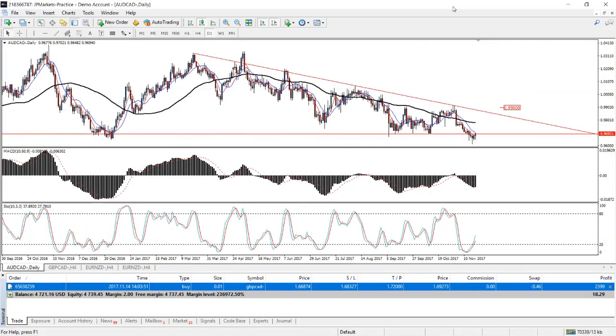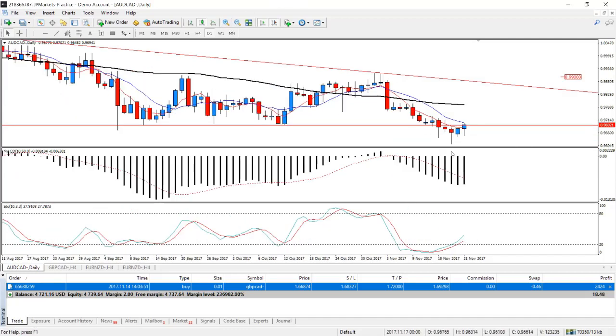Then if we have a quick look at what's happening in Australia versus the Canadian dollar, we can see that this triangle that has been squeezing the market, it looks like it is breaking out at this point, but we haven't seen a significant breakout. In fact, we've got a long pin bar which seems to be pushing it back inside here.